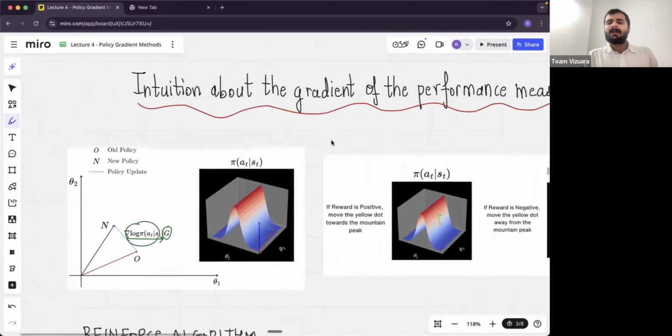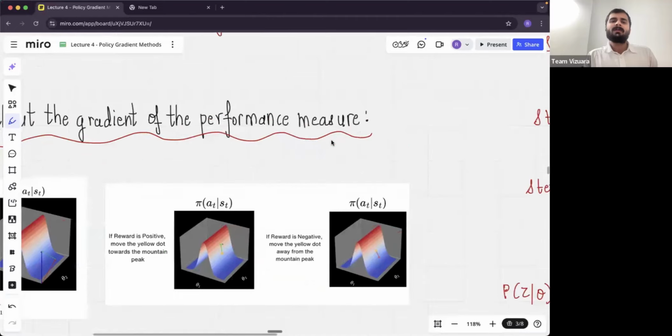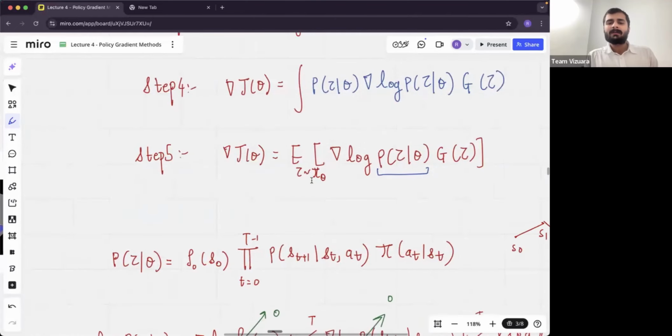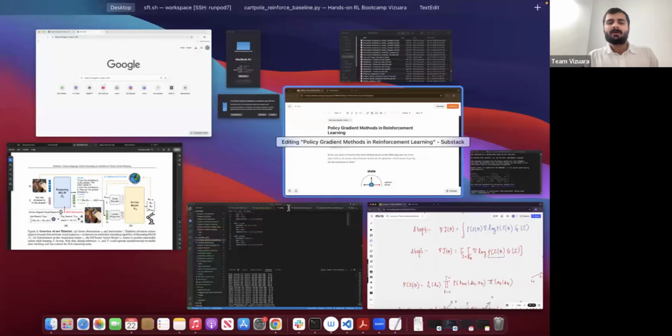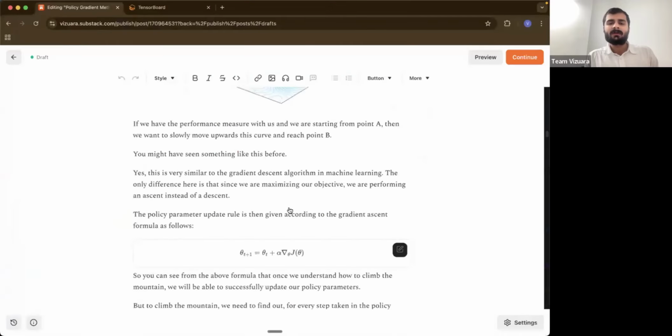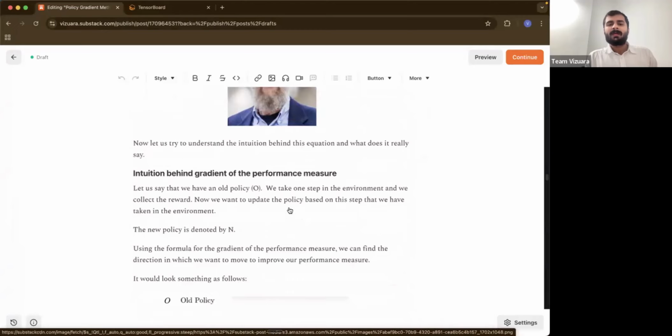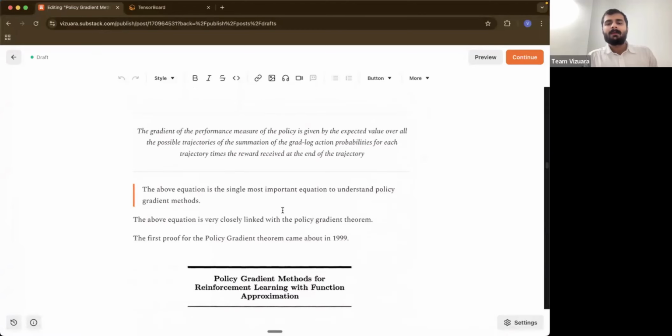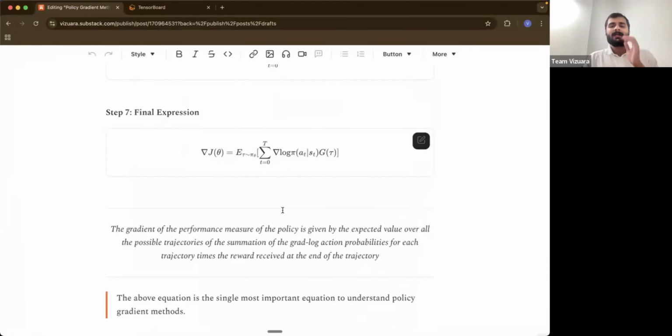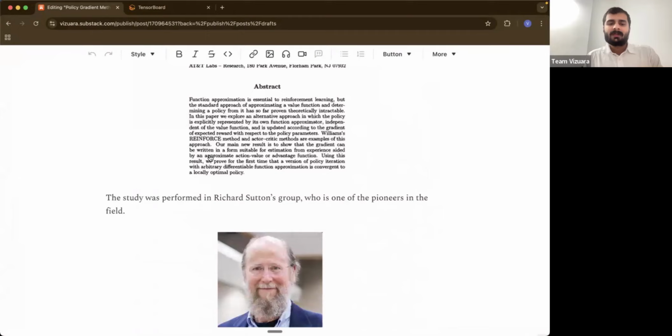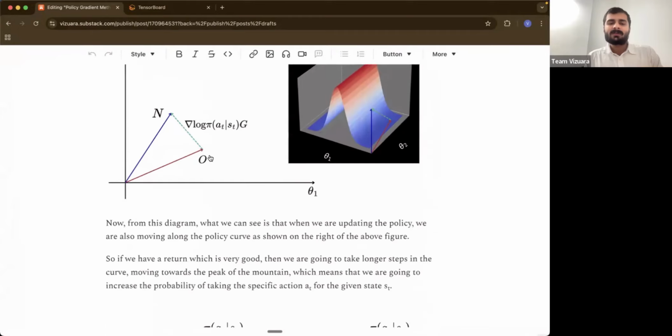Now that we have obtained the gradient of the performance measure, I will refer to the notes which I have written over here. Now that we have obtained this formula, which is the gradient of the performance measure, we can use this formula inside our gradient ascent algorithm to write down a policy update rule. So the policy update rule looks as follows.